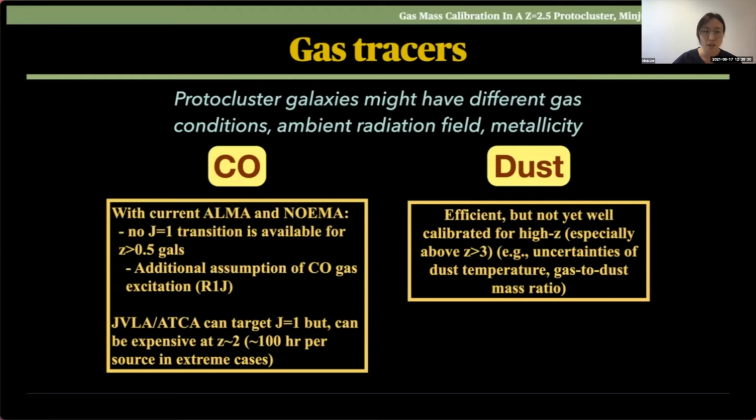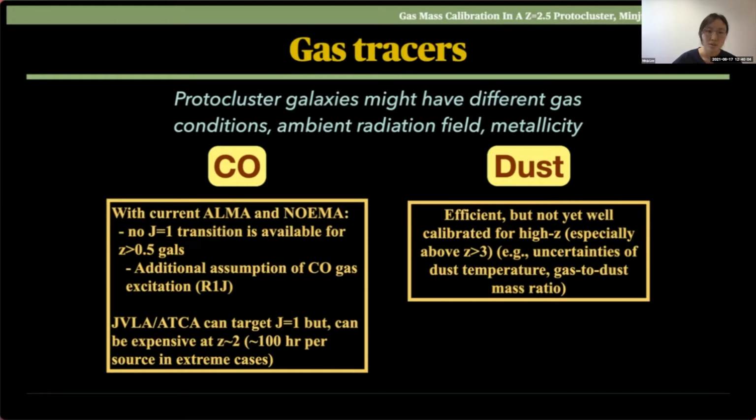Observationally, to trace the molecular gas, often CO and dust are used, because the most abundant species, molecular hydrogen, cannot emit in typical ISM conditions, as it doesn't have a permanent dipole moment. For CO, if you want to use ALMA or NOEMA, whatever you like, the lowest transition, CO(1-0), is not available. So you need an additional assumption about the CO excitation.